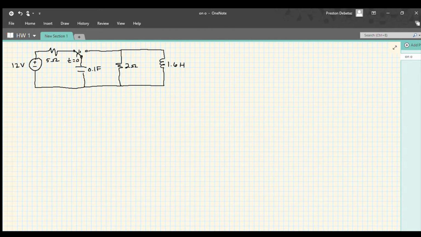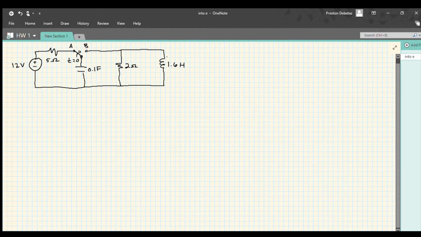We are going to be doing a circuits 2 problem. This is going to be an RLC circuit, and we're going to do transient analysis on this. As you can see, we have this 5 ohm resistor and this switch. We'll call this A, call this B. It's going to switch to B at t equals 0. We have a 0.1 farad capacitor in parallel with a 2 ohm resistor in parallel with a 1.6 henry inductor.